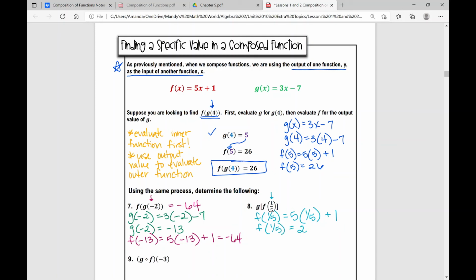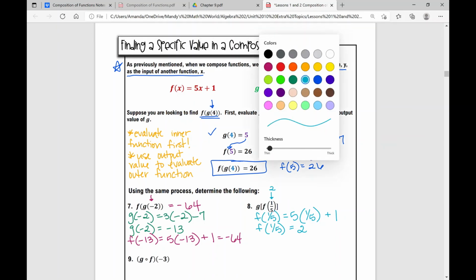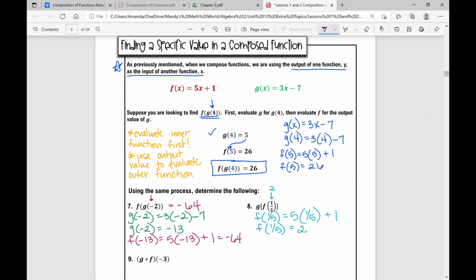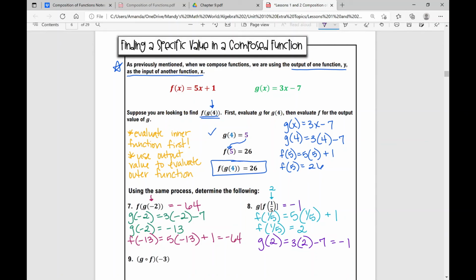Now, if f of 1/5 is 2, we're now finding g of 2. We're going to use the output of that function as the input of the next function. So g of 2 is going to be 3 times 2 minus 7, and that is 6 minus 7, which is negative 1. So g of f of 1/5 is negative 1, and that's our answer.